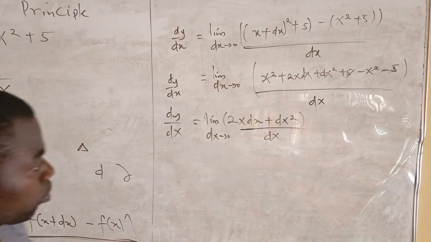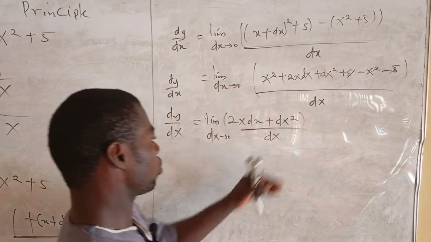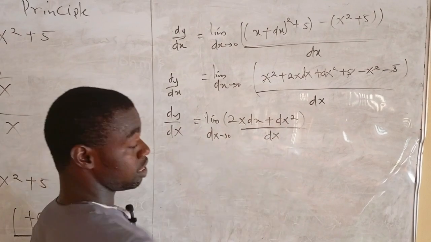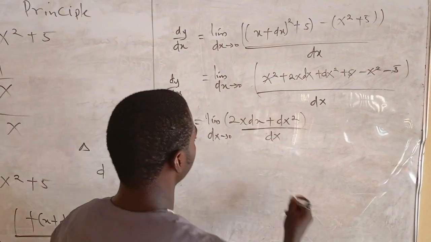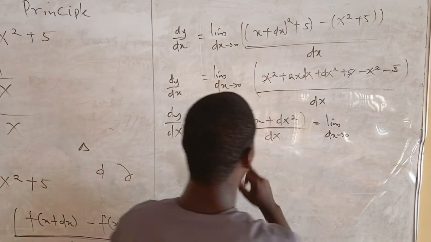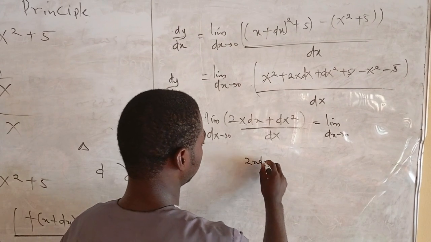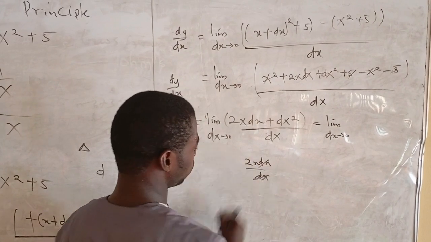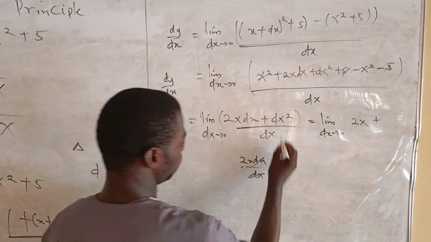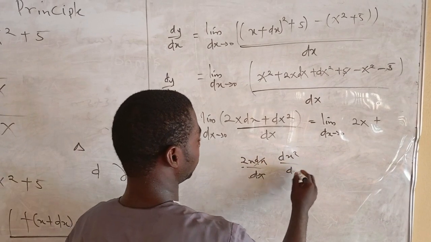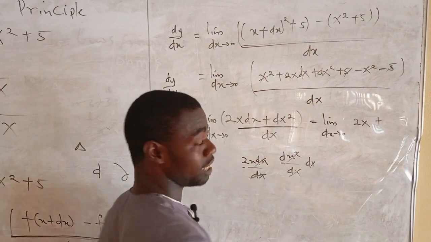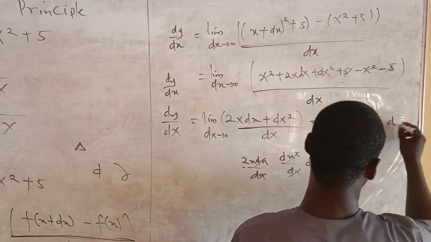Okay, so this is common denominators, right? The x is dividing 2x dx and the x is also dividing the x squared, right? So by that we'll get the limit as dx approaches 0. When we have 2x dx over dx, this cancels out, leaving us with only 2x. So we have 2x plus, here we have dx squared over dx. So dx will cancel out dx squared, leaving you with one dx, right? So we have plus dx.